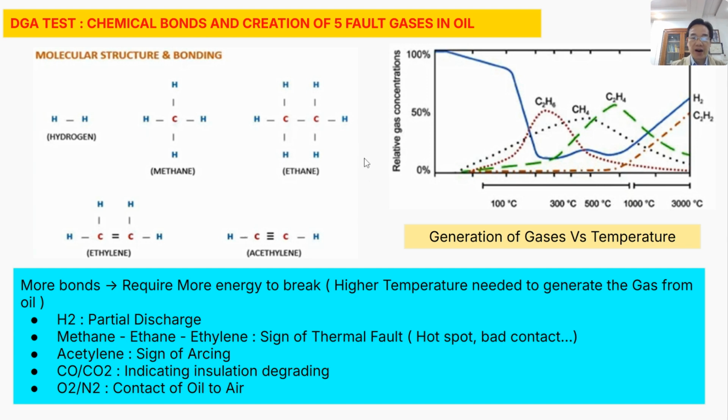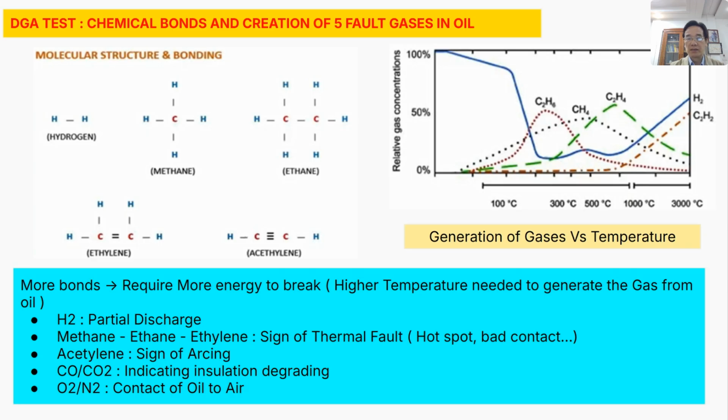Besides the five gases generated in oil indicating the fault, we have some other gases we also consider during the DGA. The gases we consider are CO and CO2. CO and CO2 do not come directly from the fault, but from the paper, the cellulose material aging and breakdown.